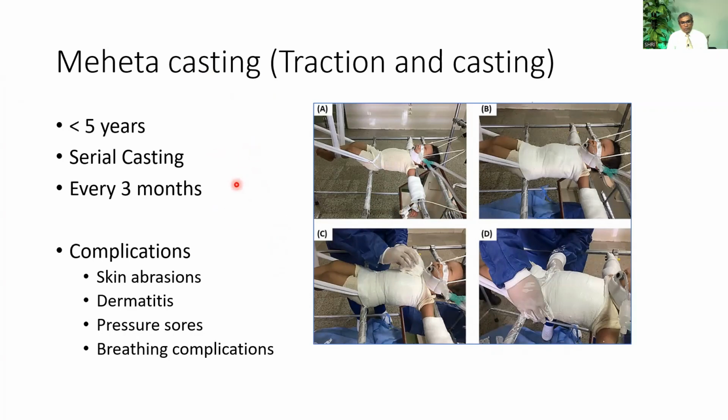And for less than 5-year-olds, this is a very effective way of controlling spine curve progression, and they generally tolerate it. But of course, there are complications. You can get skin abrasions, dermatitis, pressure sores also associated with the cast, and very rarely breathing complications where you need to take the cast off. And mind you, this cast is going to be there for 3 months at least. And bathing and managing the child's hygiene is sometimes a bit difficult with this casting.